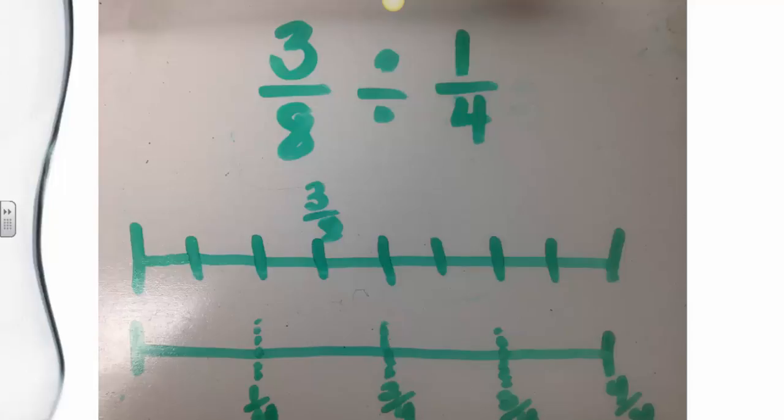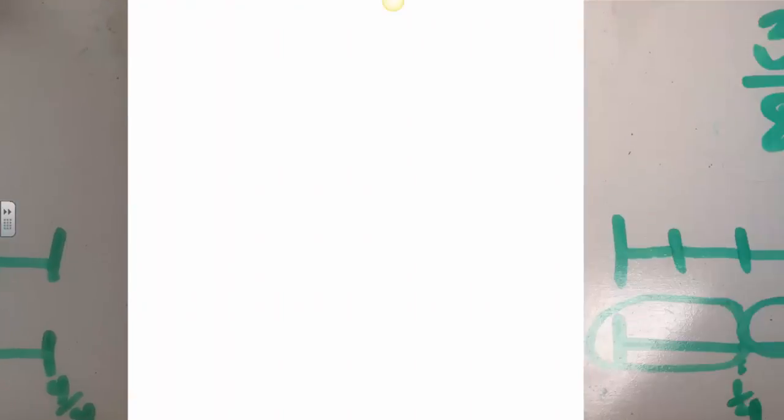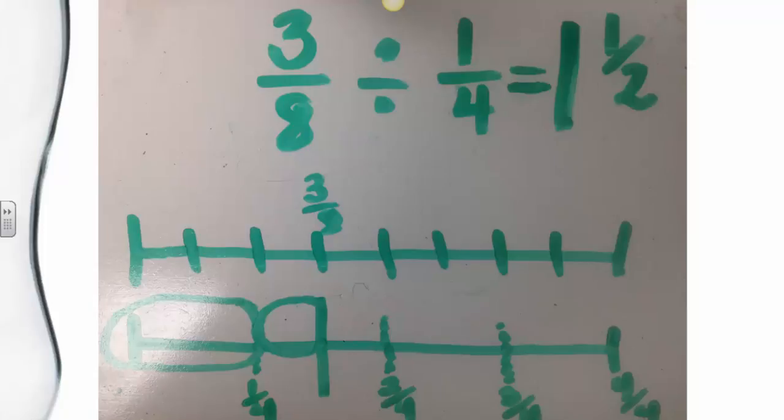Here we have 2 number lines of the same length, which is very important. One number line shows the dividend, the other shows the divisor. We are looking for the number of 1/4 in all of 3/8. Using the number line, we can see there is one whole group of 1/4 and half of a group of 1/4. Therefore, the answer is 1 1/2.